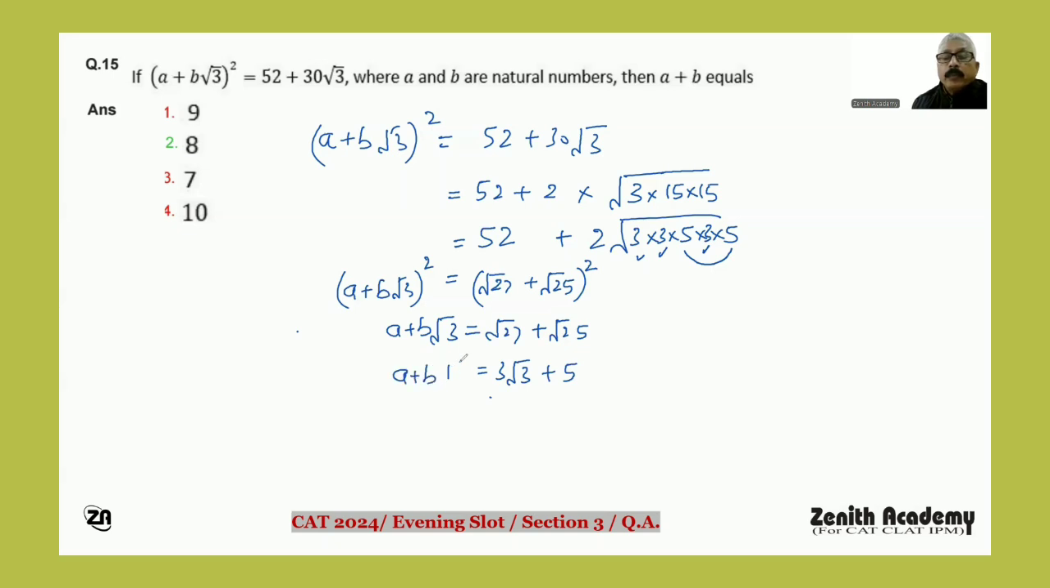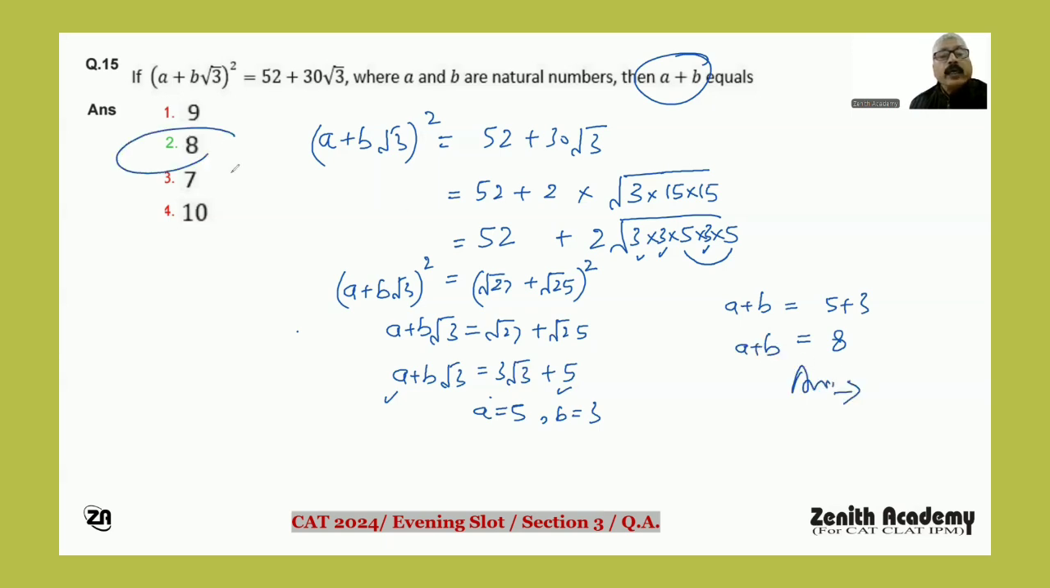So a plus b root 3. So compare, a is equal to 5 and b root 3 is 3 root 3. So b is equal to 3. Finally, a plus b is 5 plus 3, so it is 8. This is your answer. So again, a simple question.